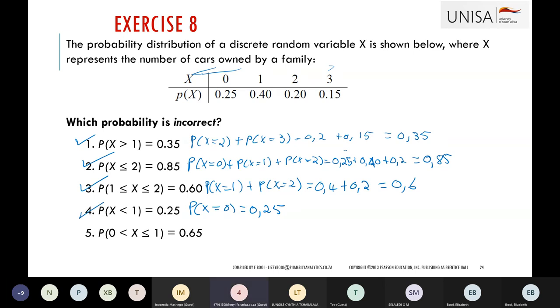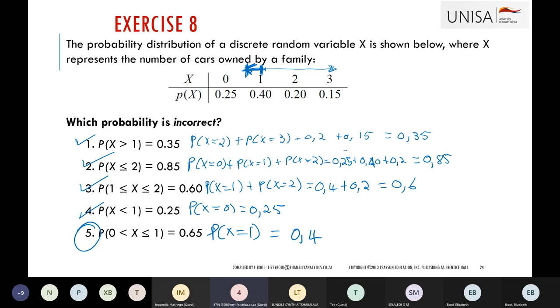The last one says x lies between 0 and 1. So it says x is greater than 0, so it does not start at 0, it is any value greater than 0, not including 0, but it is also less than 1. Therefore it means it starts from there and goes up to 1 and gets blocked there. So it's the same as the probability that x is equal to 1, and that probability is 0.4, and that is the incorrect one.